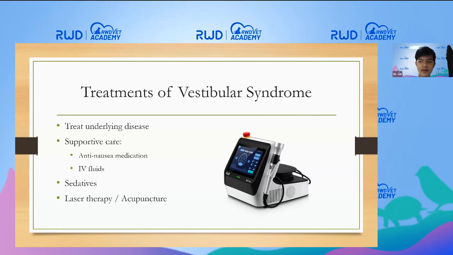In my clinic, I usually use laser therapy or acupuncture to make a vestibular syndrome recover more quickly. I will introduce this part in detail later.